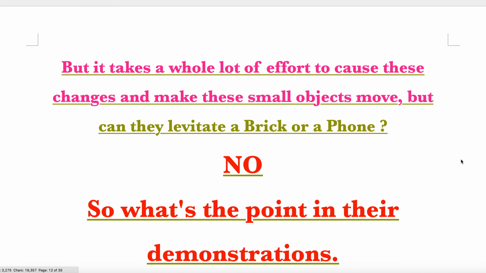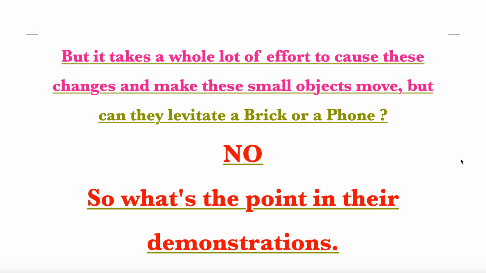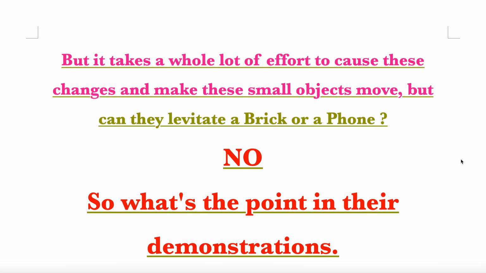But it takes a whole lot of effort to cause these changes and make these small objects move. But can they levitate a brick or a phone? No. So what's the point in their demonstrations? As I said, because they're not analogous to reality. Because we see things of all sizes falling, and we have tiny gas molecules rising. So we see falling and rising on everything.